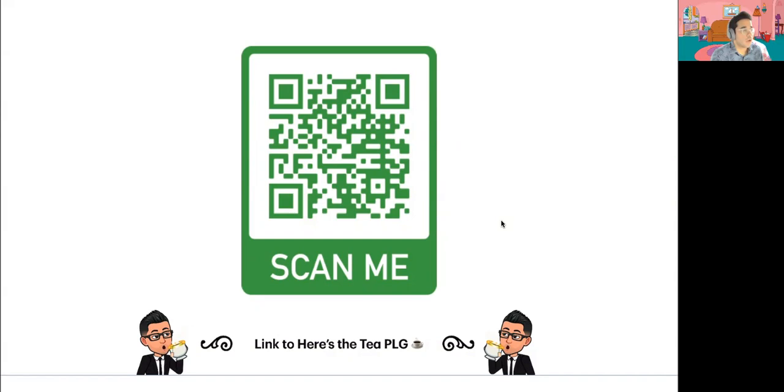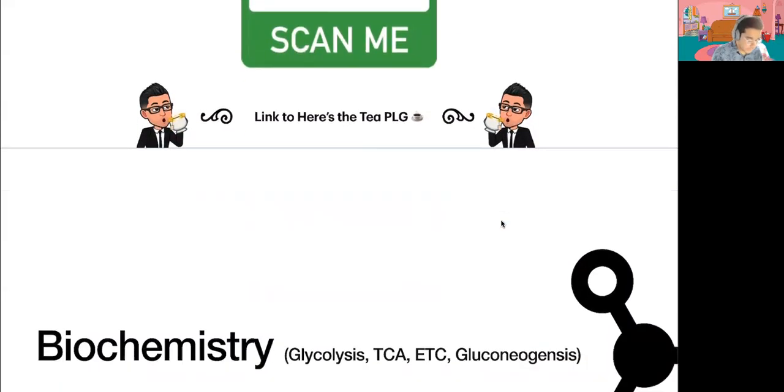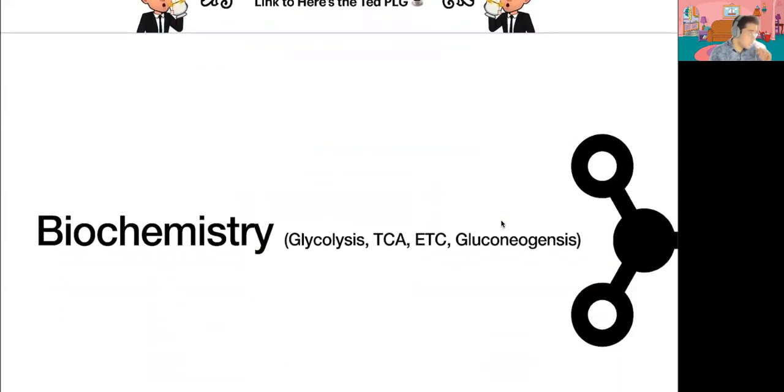Okay. All righty. So let's get started. Biochemistry. Okay. So I'm going to cover glycolysis, TCA, ETC, and gluconeogenesis. It's a lot, but I'm going to give you guys the high yield focus so that you can go in and do the reviews that you guys need to make sure that you have this down solid before you show up to the exam day.